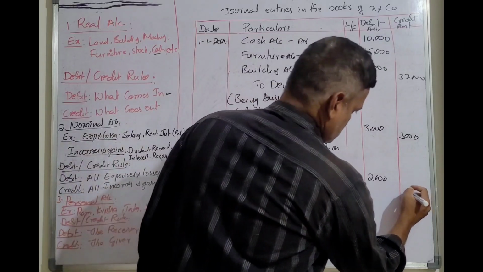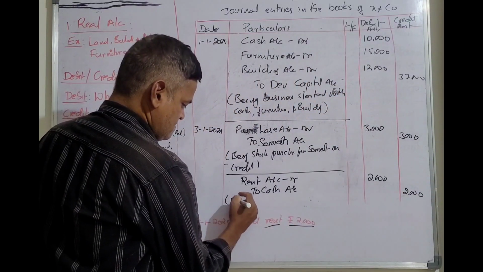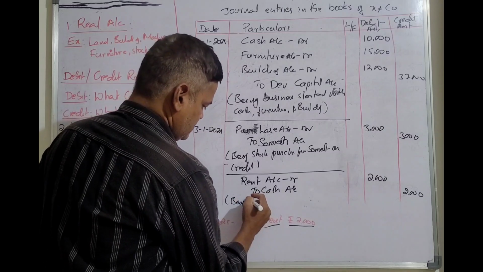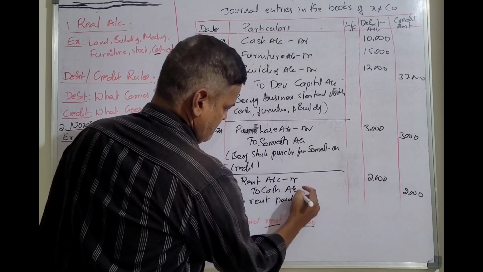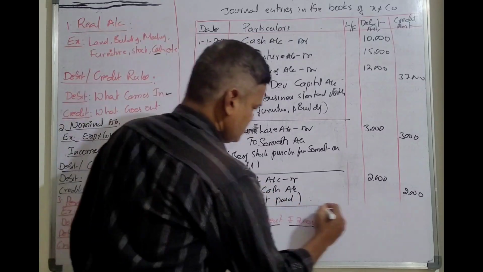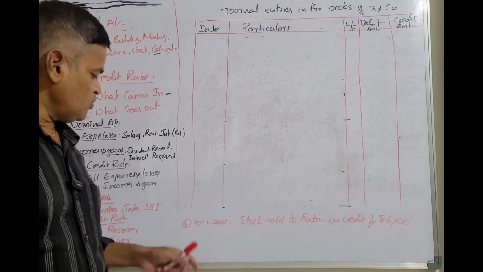Cash account 2,000. Narration is being rent paid. This is a narration. Now we'll see the fourth transaction.